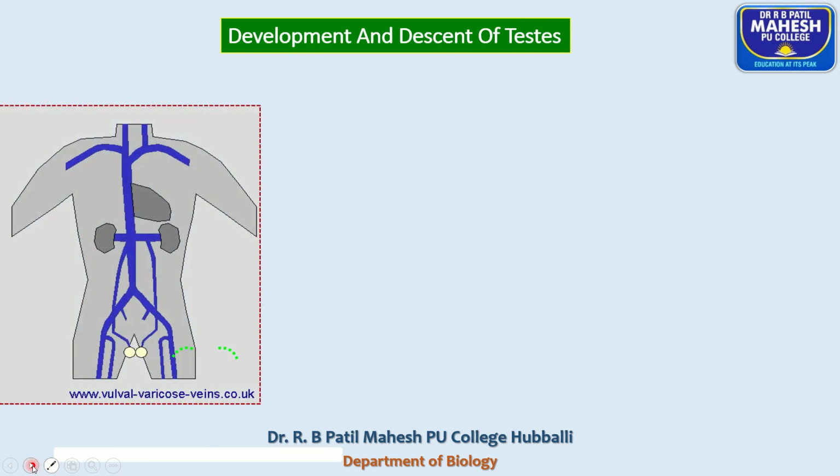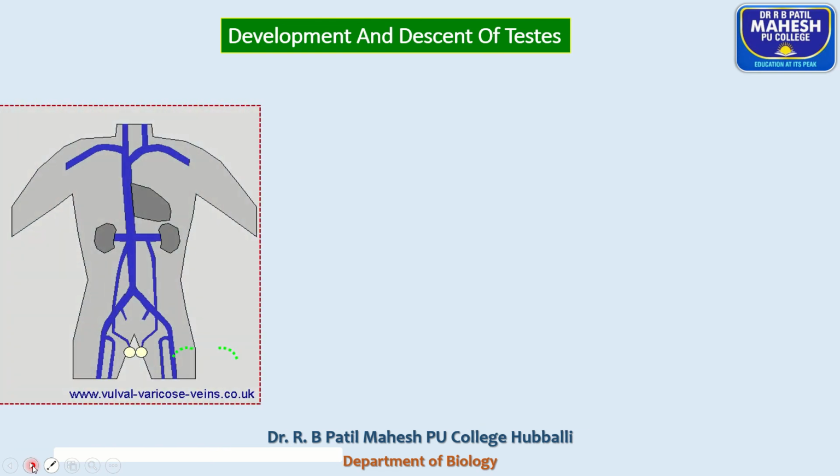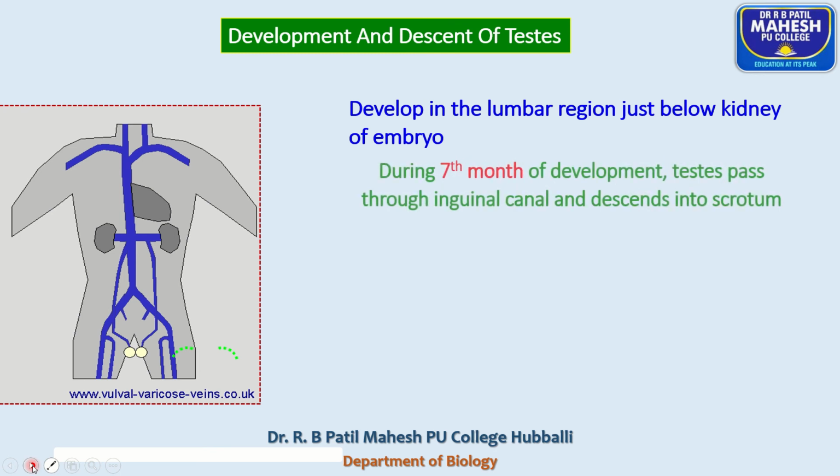You already know that during embryonic developmental stages, the testes are placed in the abdominal cavity. They are present just below the kidney, and they descend into the extra-abdominal cavity. That means they are developed in the lumbar region just below the kidney in early embryonic developmental stages.